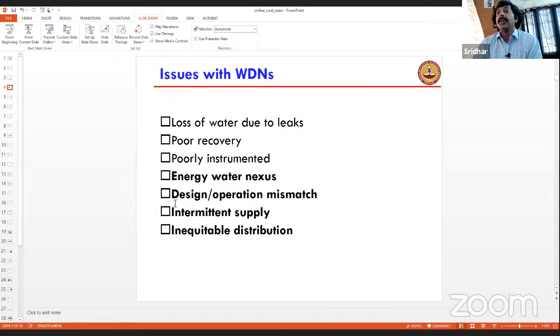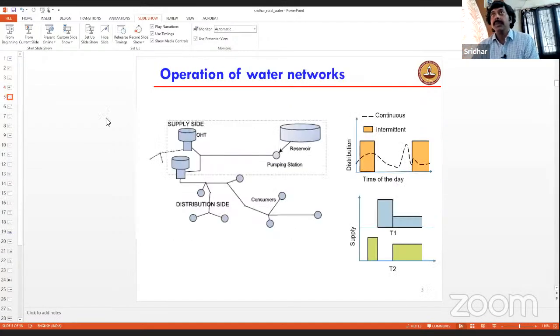The other significant issue, as I said, is that there's a big difference between how these pipeline networks are designed and how they are operated. They're operated intermittently, and this results in inequitable distribution. I'll give you some simple examples and formal definitions of what these things mean.